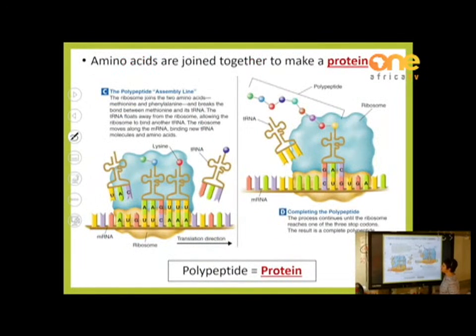And then I have an assembly line of amino acids joined by a peptide bond to form a polypeptide. When I have a polypeptide and it completes its 3-dimensional structure, I have a protein.